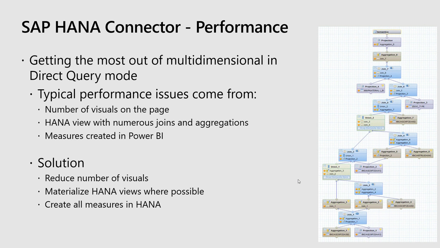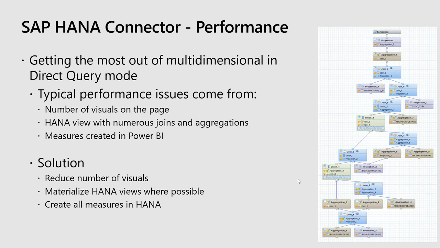Also, what about your underlying HANA view itself? Let's say your HANA view is something like the image that's super complicated with a bunch of joins, aggregations, and so forth. Imagine you're using direct query. It has to go through all those multiple joins to get your data out. So if you can materialize your HANA views, that might be helpful. So that's something you can take a look at, see the performance of your HANA queries, and try to improve the backend as well.